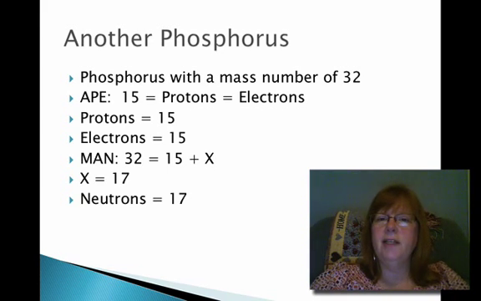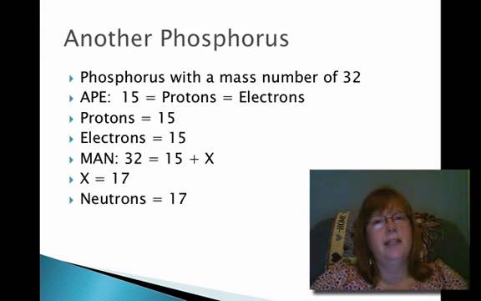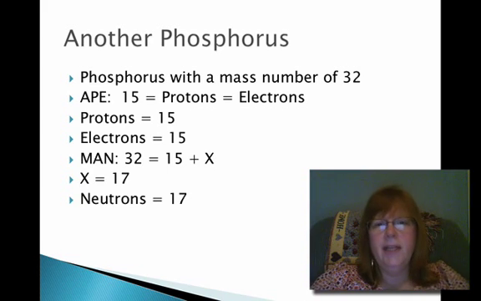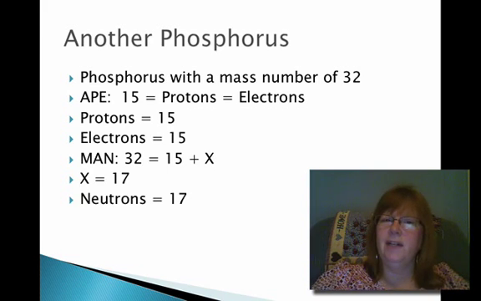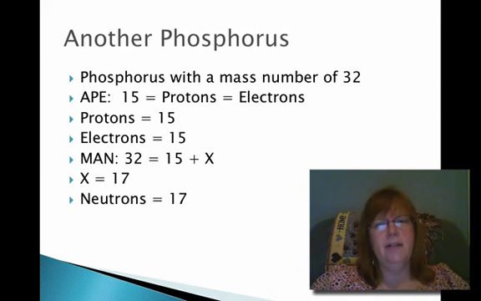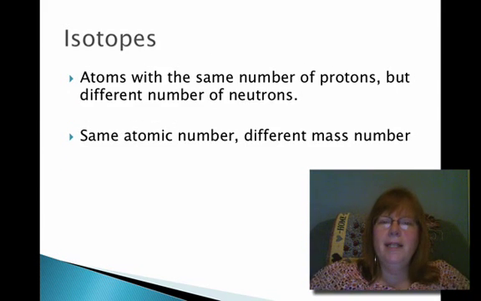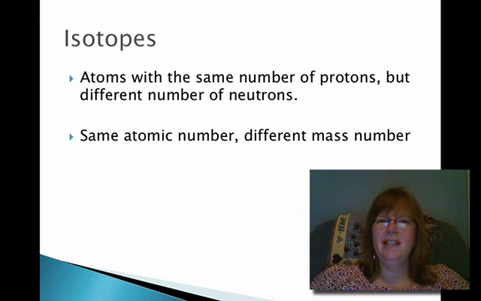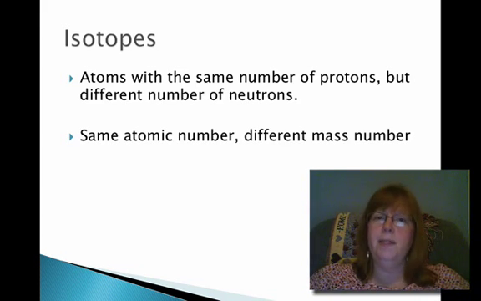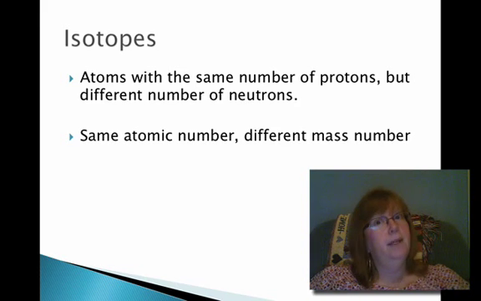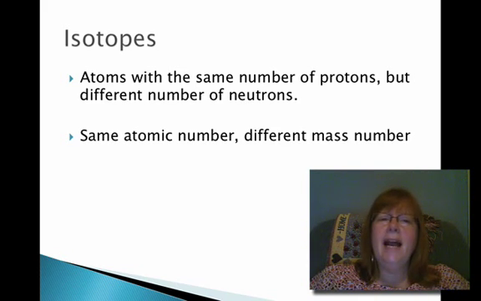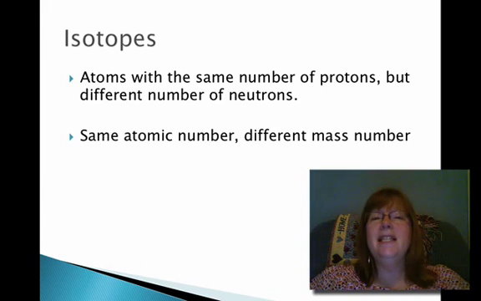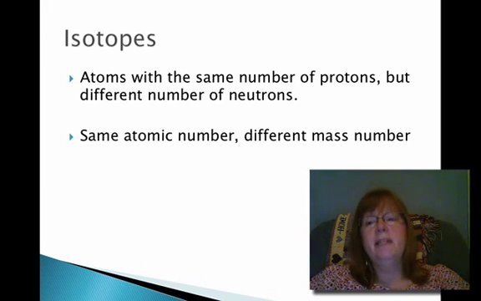Here's another phosphorus with a mass number of 32. Let's go ahead and figure out how many neutrons it has. If we do all that math again, we're going to find out that this phosphorus has a heavier mass number, 32, and has 17 neutrons. What's the deal? 2 different kinds of phosphorus? Well, yes, they're called isotopes of one another. An isotope, I really want you to know what this is. It is atoms that have the same number of protons, but they differ in their number of neutrons. They have the same atomic number, but a different mass number.